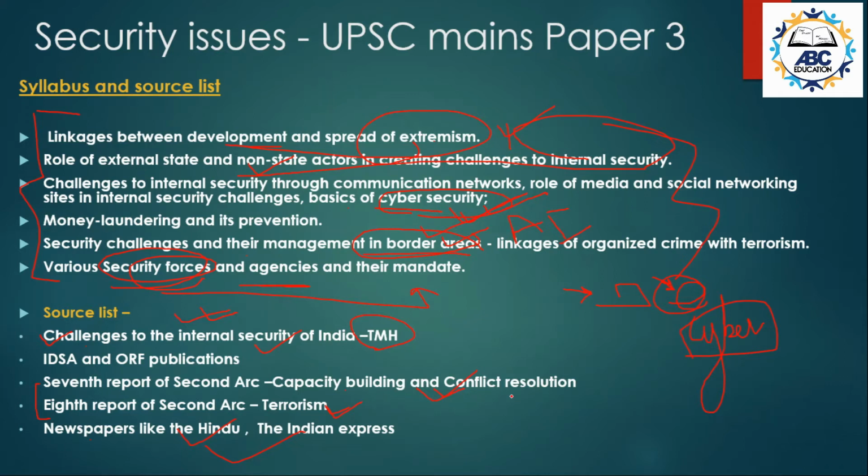Capacity building and conflict resolution, and the second is the 8th report of second ARC, which is dealing with the topic of terrorism. So capacity building and conflict resolution will basically cover your topics like Northeast insurgency and Jammu and Kashmir militancy and the problems of Naxalism and extremism. ये वाला जो topic है, ये यहाँ से आप capacity building and conflict resolution वाली report से value addition कर सकते हैं.